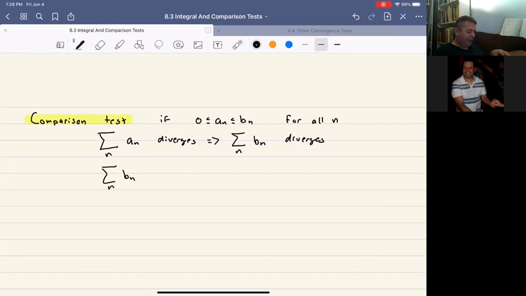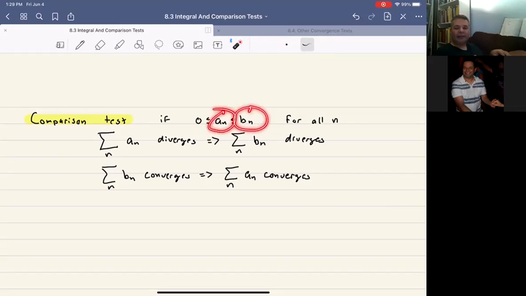The sum of b_n converges is going to imply that the sum of a_n converges. Right? If the bigger one converges, then the smaller one's going to have to converge. If the smaller one diverges, the bigger one's going to have to diverge, right? Okay. All right, let's take a look at a couple of the ones we've already done.